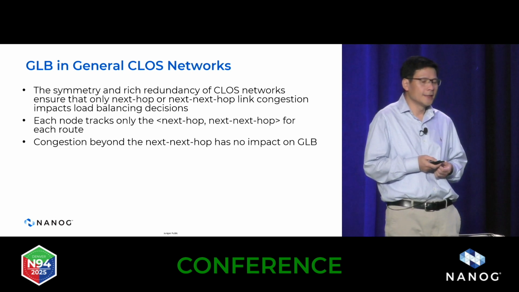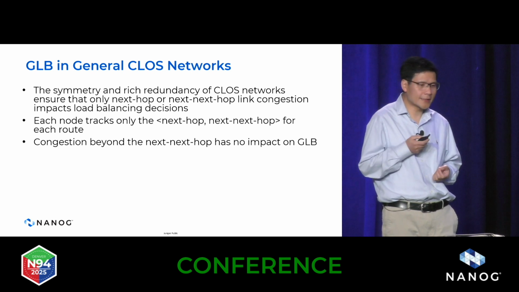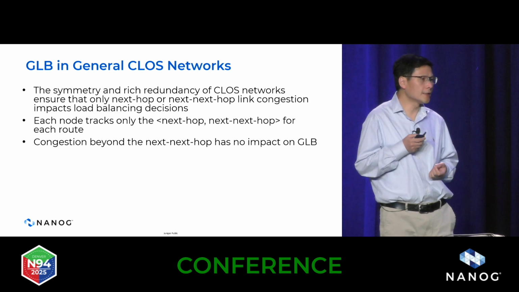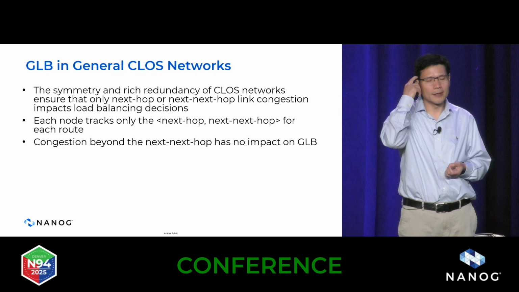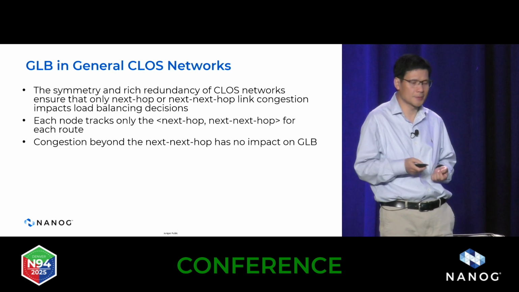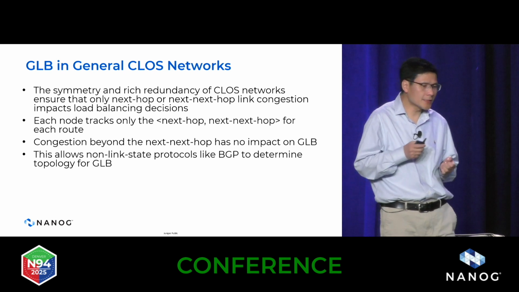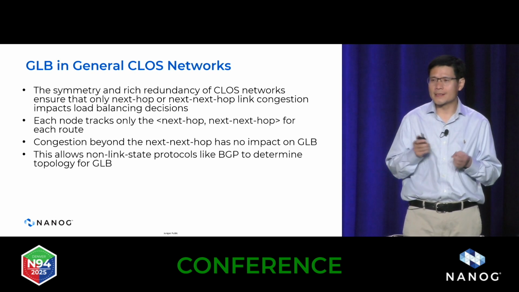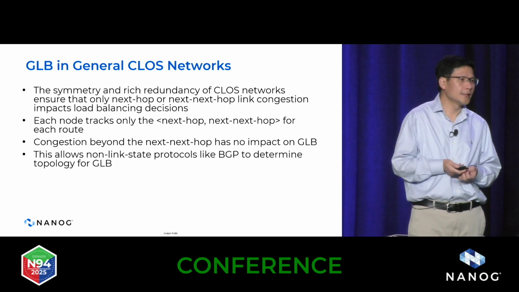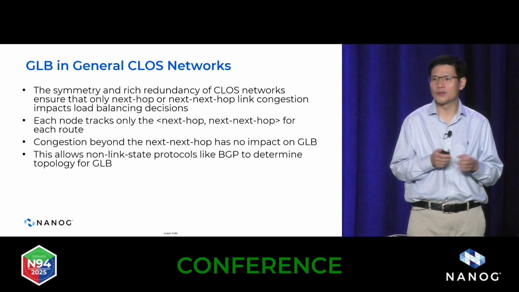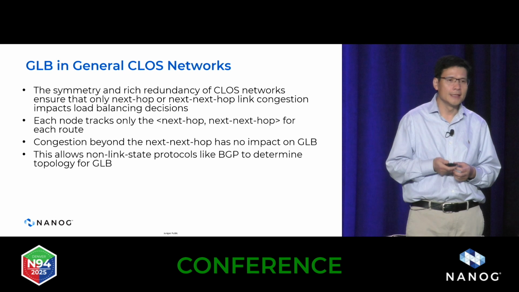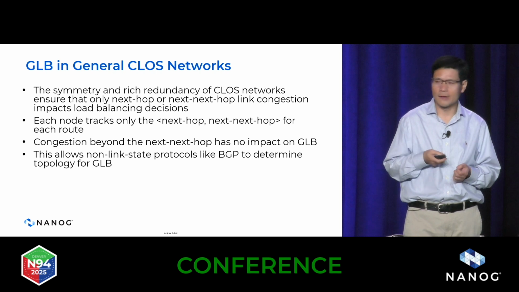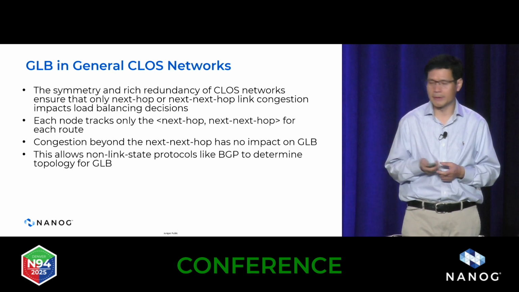So that's why each node only needs to keep track of the next hop to next hop mapping for the GLB topology, and only needs to monitor the link quantity of the next hop and the next hops. Because of this design, a non-link state protocol like BGP can be extended slightly to keep track of the topology. As we know, unlike link state protocols, which usually keep track of every link in the network, BGP usually only keeps track of the next hops. So with minor extension, it can also keep track of the next hop for each next hop.